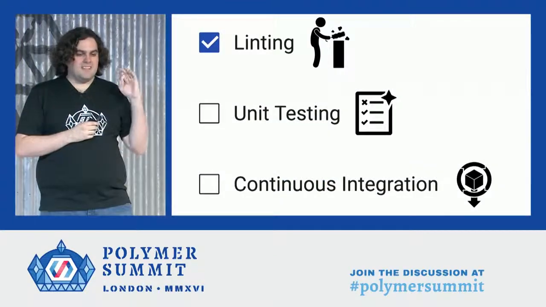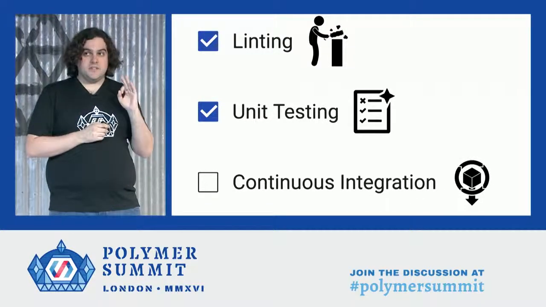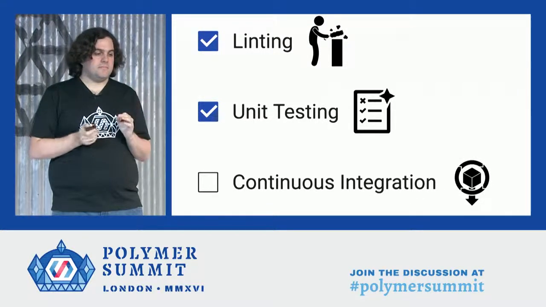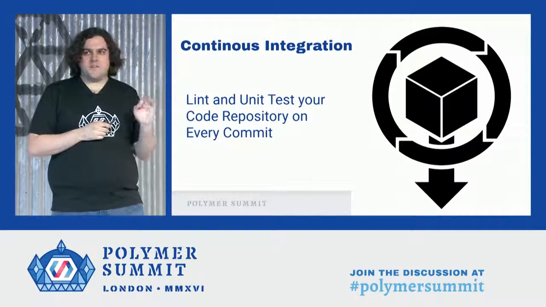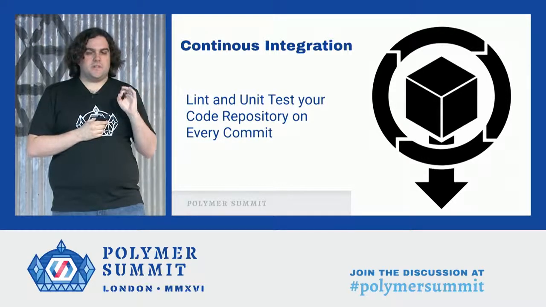All right, that was a lot of stuff, but we can mark unit testing complete, because now we can talk about continuous integration. Continuous integration takes all the linting and unit testing tools that we just talked about and runs them on every commit to your code repository automatically.